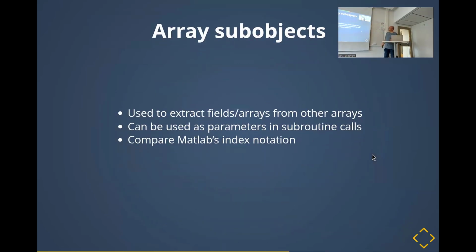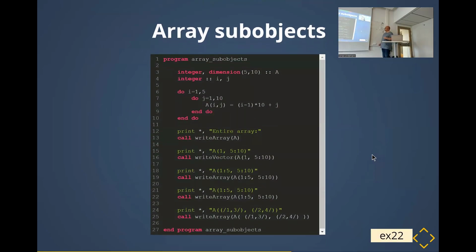Sub-objects, we have touched upon this before. You can use them to create sub-arrays that you can use as input to other functions and subroutines. So here I have my two-dimensional array A. I can write the array here. I can also interpret A as a vector by selecting a sub-object, a sub-array. Row 1, columns 5 to 10. That will be a two-dimensional array.